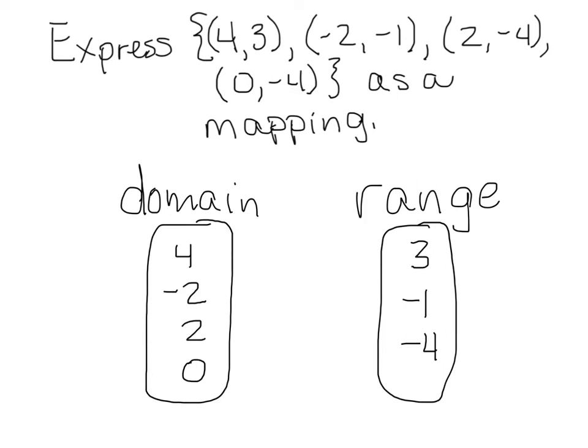Now all I need to do is draw my arrows. My ordered pair 4, 3 goes together. So I'm going to draw my arrow from 4 to 3. Negative 2, negative 1, 2, negative 4, and also 0 to negative 4. And that is how you do a mapping. Take a look, check, see how you did. If you missed this, make sure you write down a note to ask me about it in class.